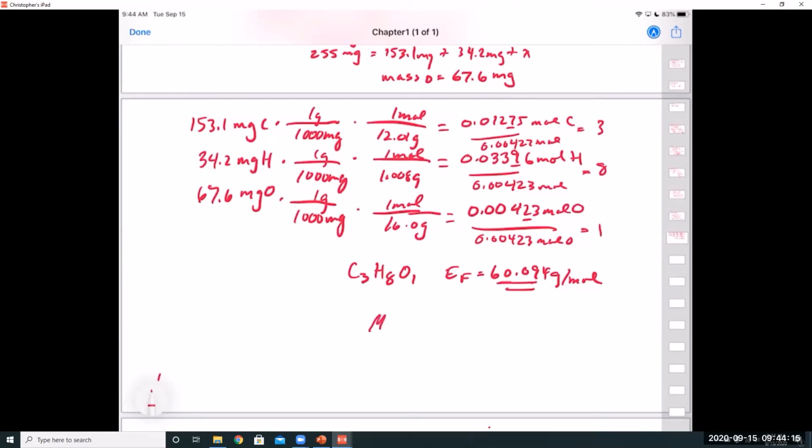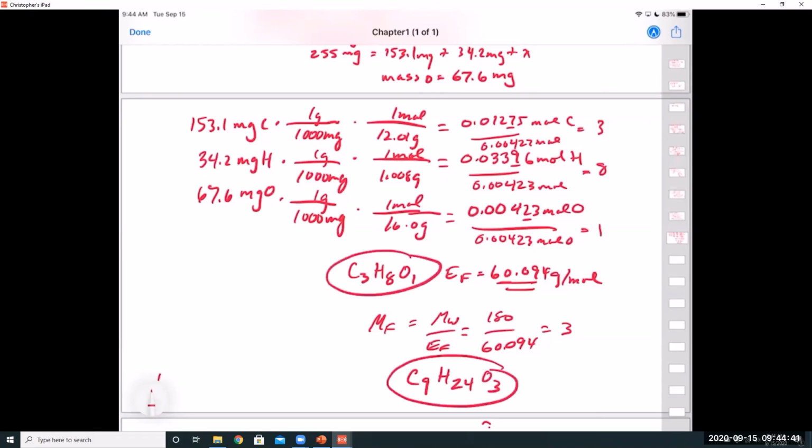So if you want to get the molecular formula, that's going to equal the molecular weight divided by the empirical formula weight, which is equal to 180 divided by 60.094, which is going to be 3. So you multiply each one of these coefficients by 3, and you get C9H24O3. So those are the answers for the first and the second part.